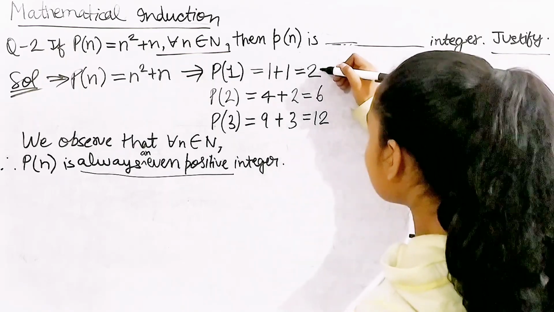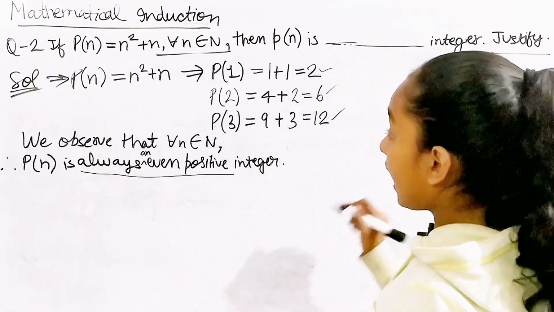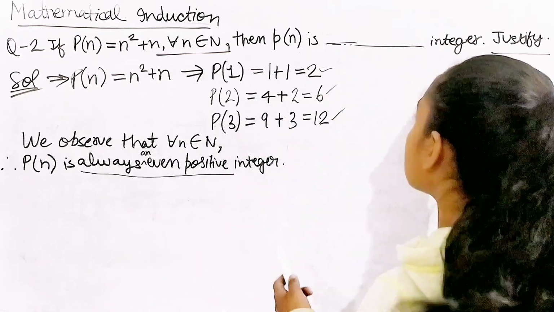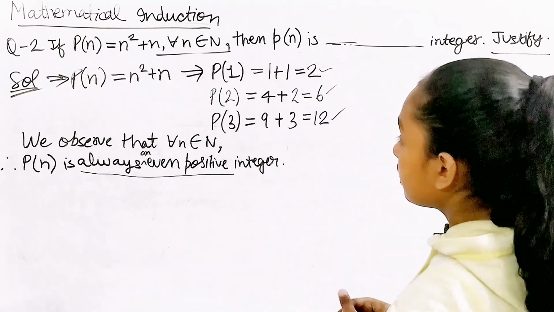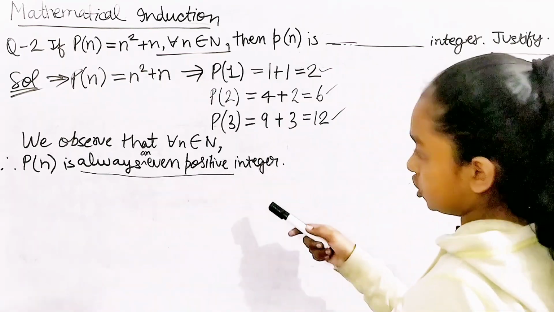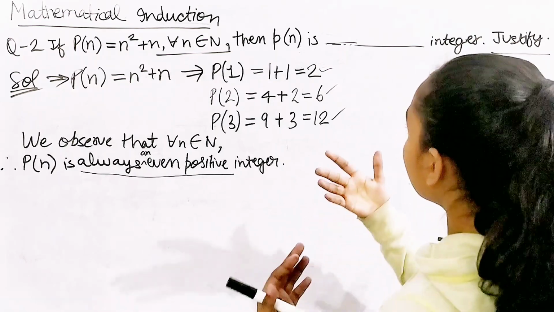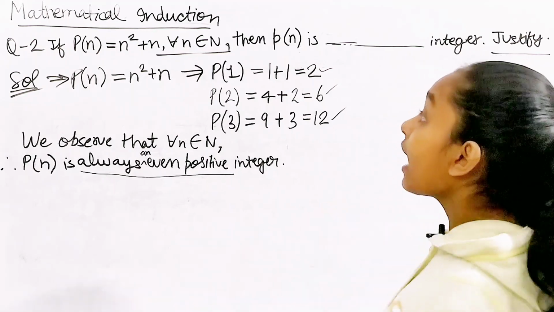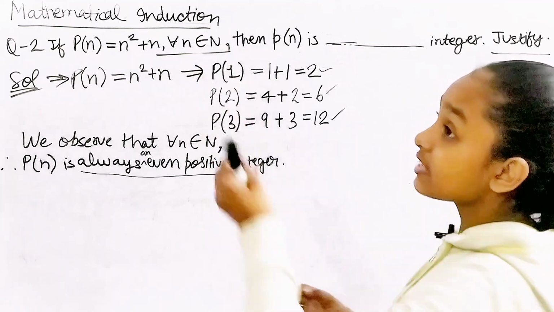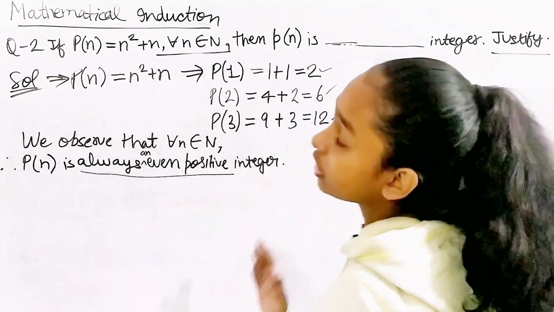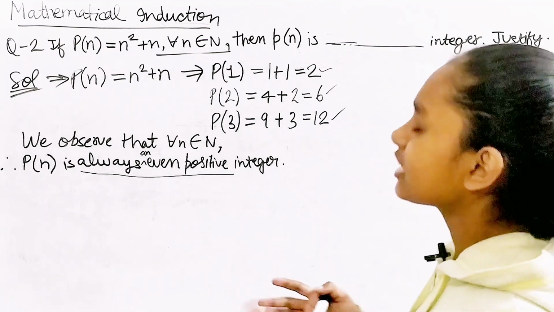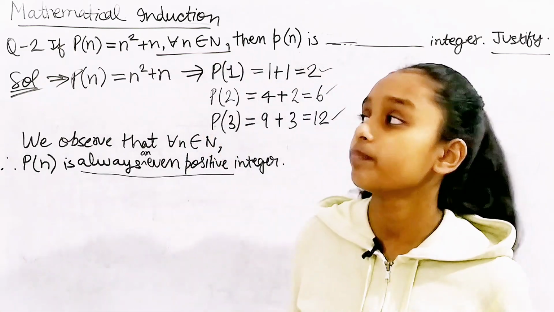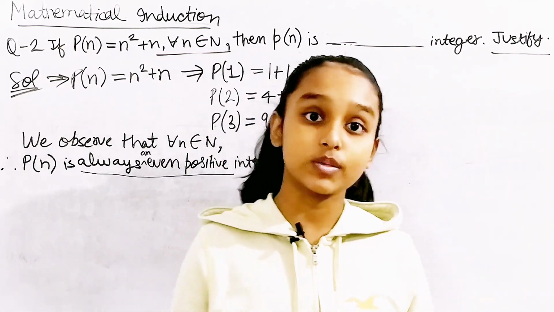Through this way, we can see that these are even, and they're all positive. In integers, the values can also be negative, but that's why I wrote even positive integer. Since it says n belongs to natural numbers, no negative values will come, and we can see it clearly. So that's what it was, and we have solved it. This second question was super duper easy, completely easy, and we solved it.